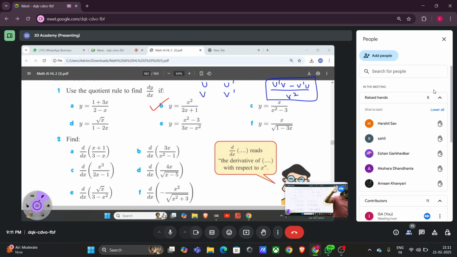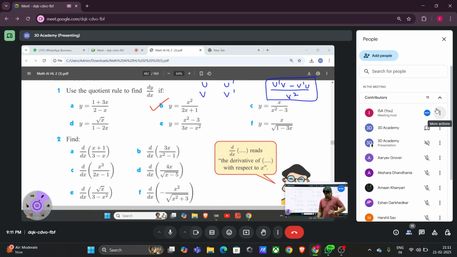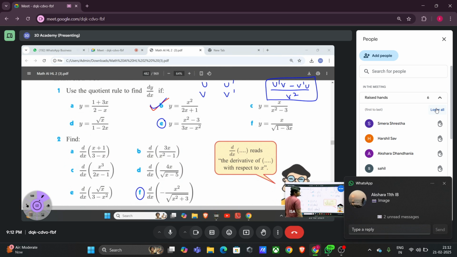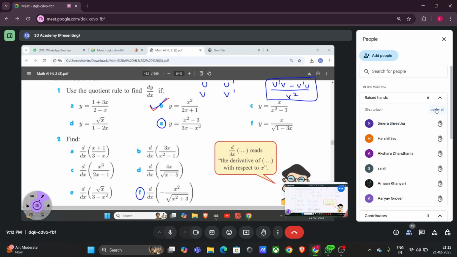How many of you understood what I said? Raise your hands, guys. Yeah, correct. Okay, so let's quickly solve B. Everyone will solve B, everyone will solve E, and after that everyone will solve F. Quickly. B, E and F. Very good, Akshara. Very good.